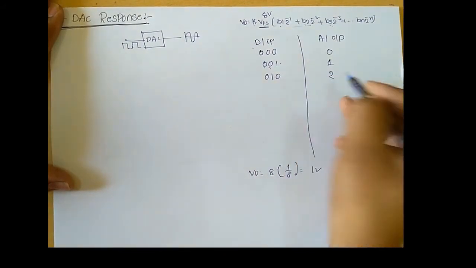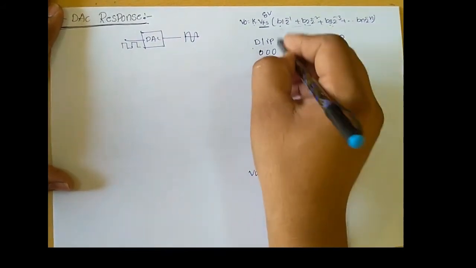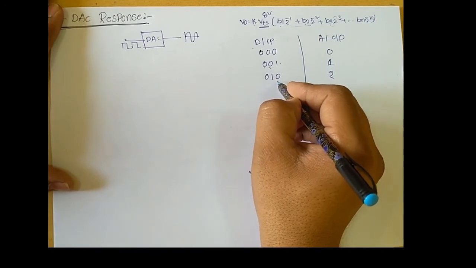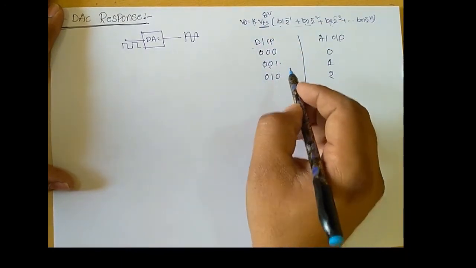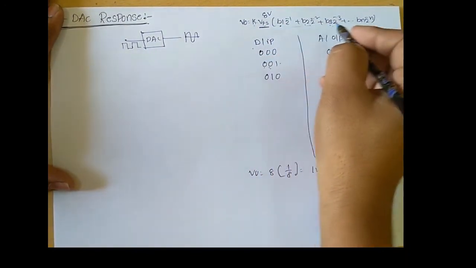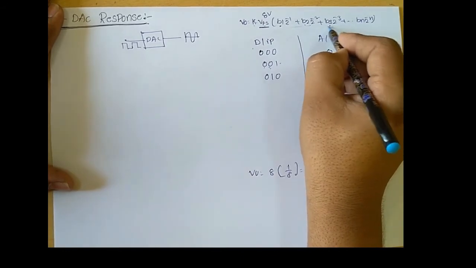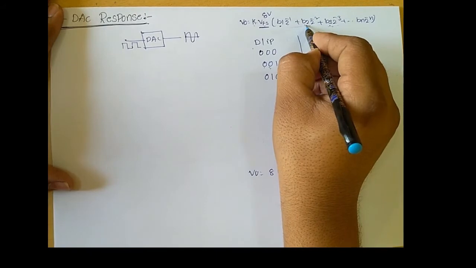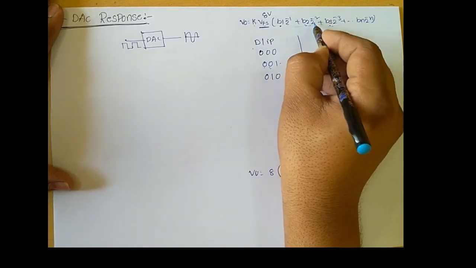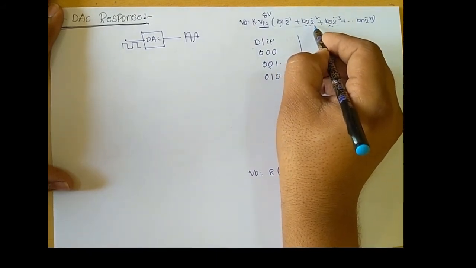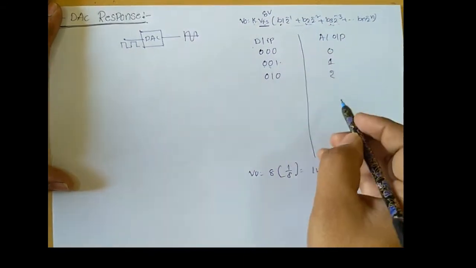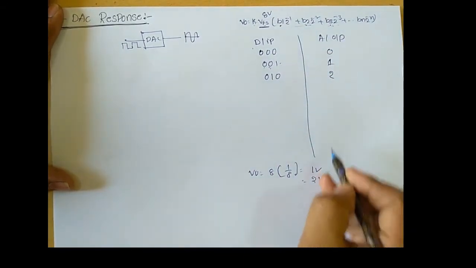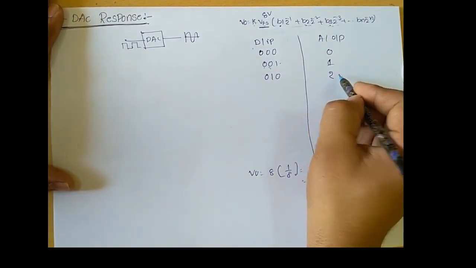Similarly, we give another digital input, 010, and we get the output as 2 volts. How do we get 2 volts? If this digital input is substituted in the above equation, the B1 bit is 0 and the B3 bit is also 0, so you will not get any values, and only the B2 bit is 1. So 1 into 2 power minus 2 gives 1 by 4, and 1 by 4 into 8 gives 2. Therefore, the output voltage is equal to 2 volts.